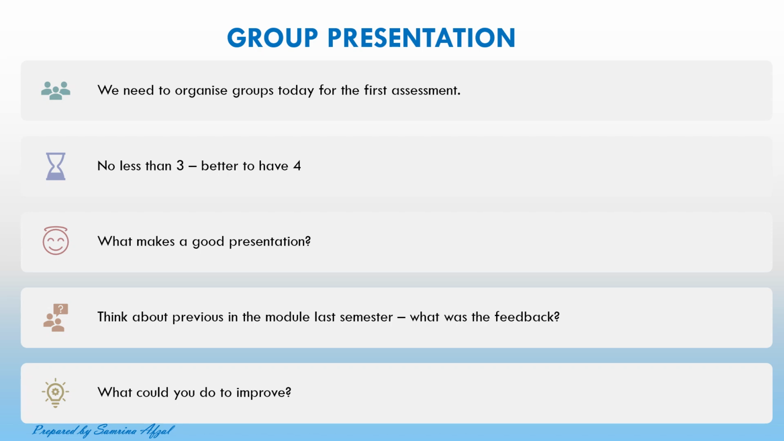So the lecturer will organize the groups during the class session, and the maximum number of students will be 3 to 4. And to make a good presentation, the students have to look around, and they also go through the previous formative feedback, what the formative feedback was from the last semester, and in this way they can also improve the present group presentation work.